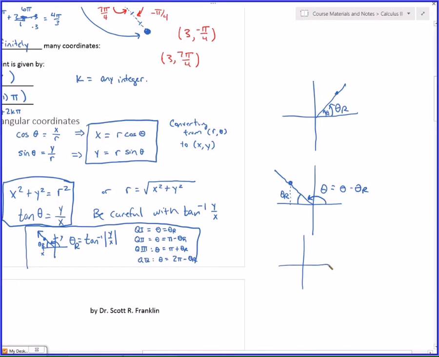If I was in quadrant 3 down here, here's my theta sub r, and I'm looking for this one. So the angle is pi plus theta sub r. And then if I'm down here, again, my reference angle is here, but I'm looking for this one. So I take a full rotation minus my theta sub r. Okay, that's how I do it, usually.